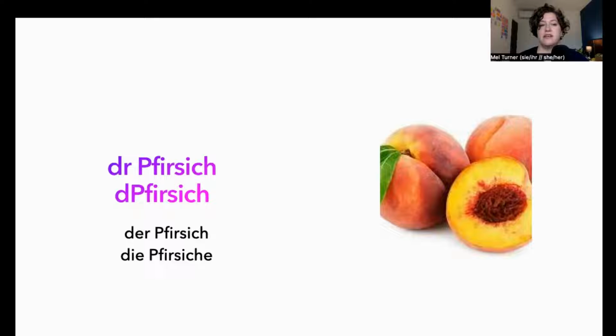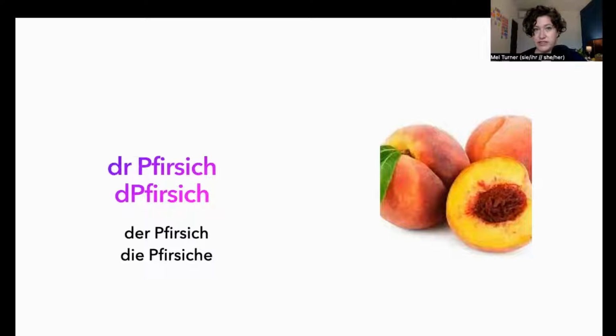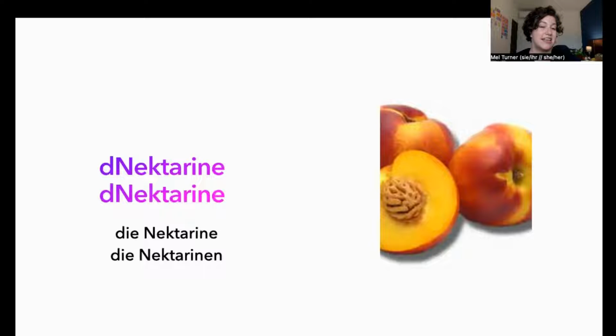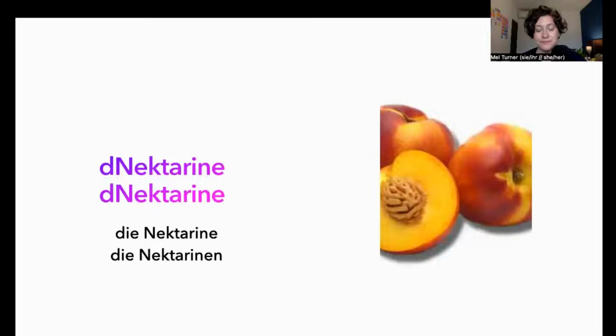Then this one is the Pfirsich. My husband doesn't know the difference between Pfirsich and this one. The Pfirsich is a bit fuzzy. It's not skin, it's not hair, but it feels a bit fuzzy. While this one has no fuzz, it's no hair. So what is this called? Do you know? It's a nectarine. Okay, both delicious. That was it for fruits.